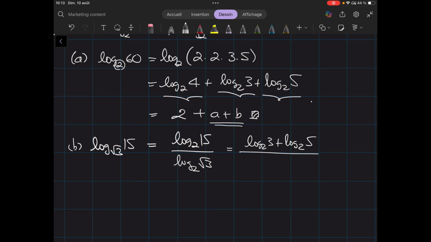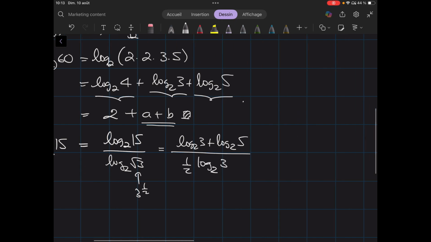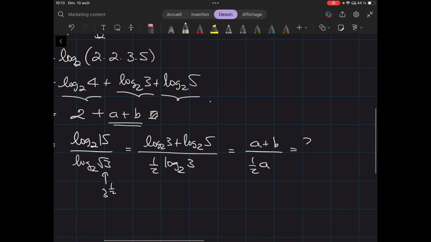Log base 2 of root 3. Root 3, that's 3 to the power a half. So, using the power law, we can rewrite this as 1 by 2 log base 2 of 3. Therefore, we have A plus B divided by a half of A. Or in other words, 2A plus 2B divided by A.